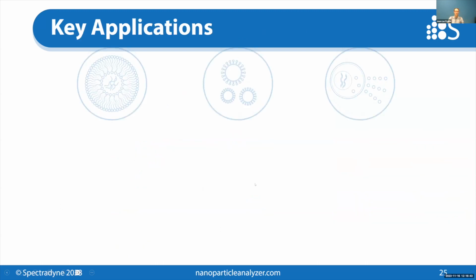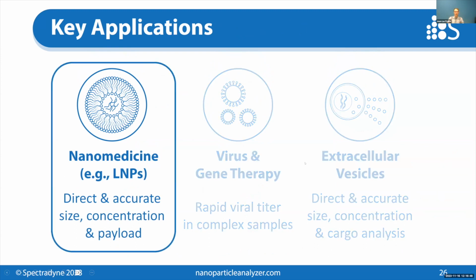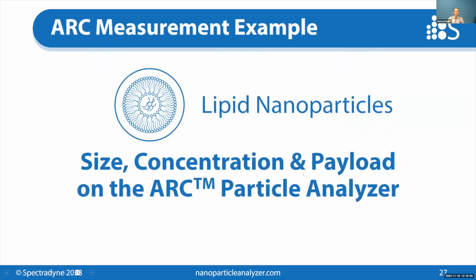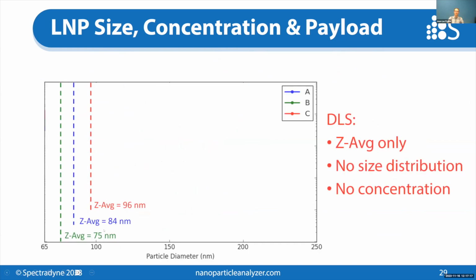Okay, so let's get into the interesting applications now and talk about LNPs. And I'll just show one example here of measuring LNP formulations on the ARC. So what we did was we took 3 LNP formulations. They're loaded with RNA to varying degrees. We stain them with a membrane permeable intercalating dye that shows up in our FITC channel. And importantly, this is a one-step process. So you just incubate with the dye and run it on the instrument. There's no sample cleanup required. And the measurements themselves take about 5 minutes.